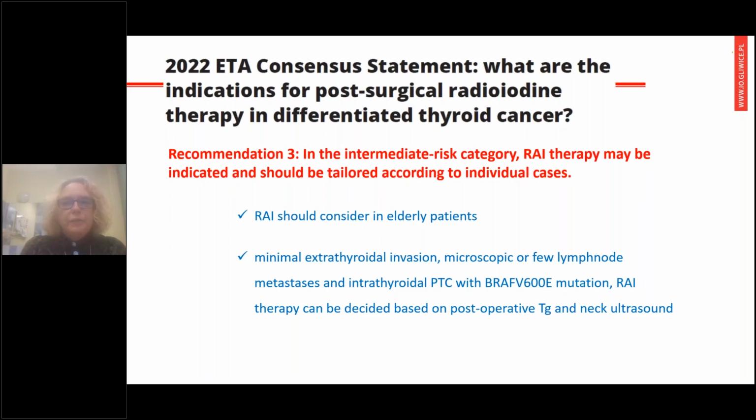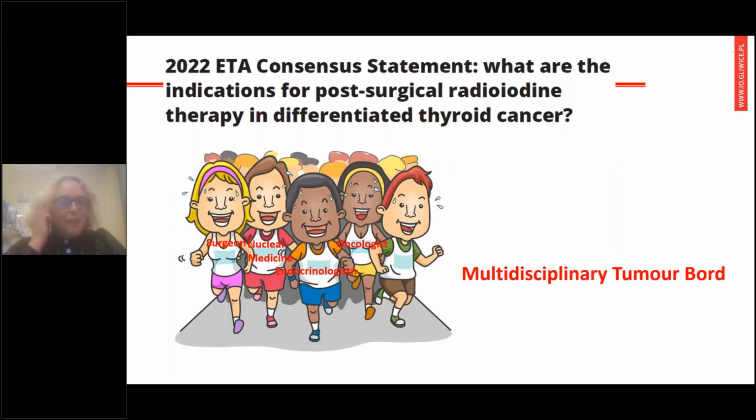In the intermediate risk category, therapy may be indicated and should be tailored according to the individual case, and should be more often considered for the elderly patient. And if we have especially younger patients with minimal extrathyroidal invasion, microscopic, or few lymph node metastases, therapy should be decided mostly on what we have after post-surgical evaluation of the patient with thyroglobulin and neck ultrasound. And at the end, I would like to stress that the best decisions on patient management are always made with a multidisciplinary tumor board, because in that case we have a broader landscape of our abilities and patient care.